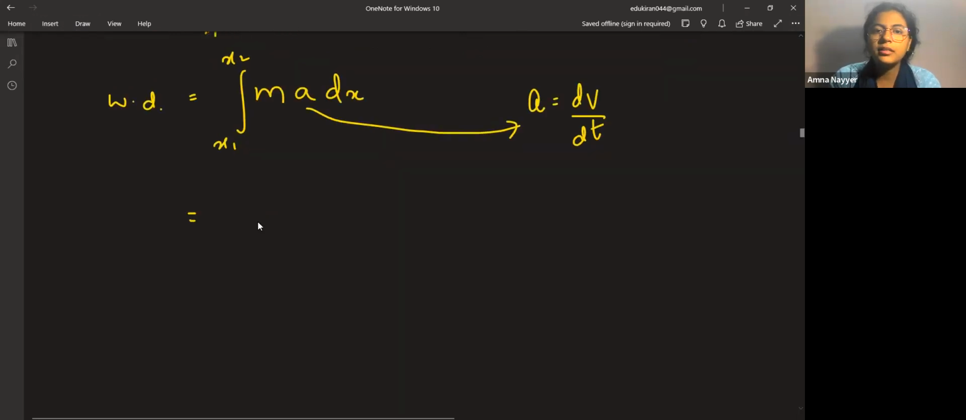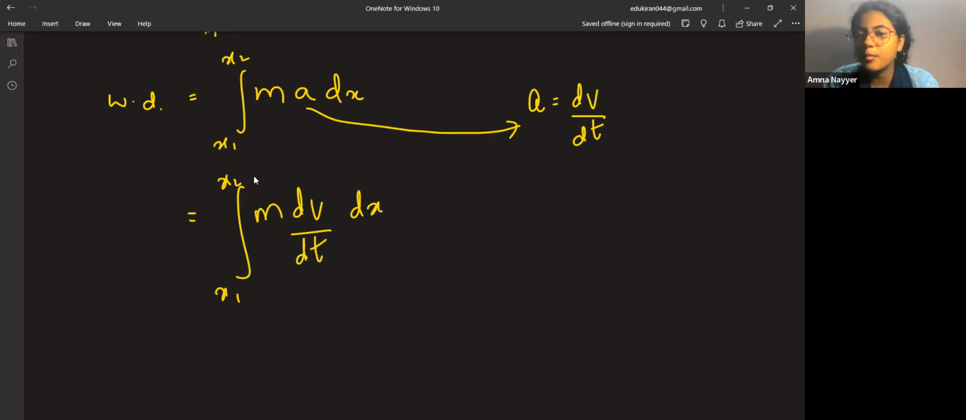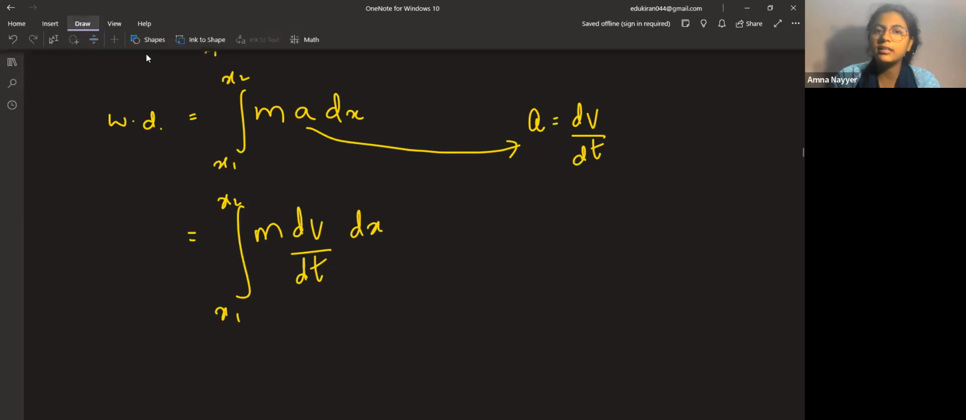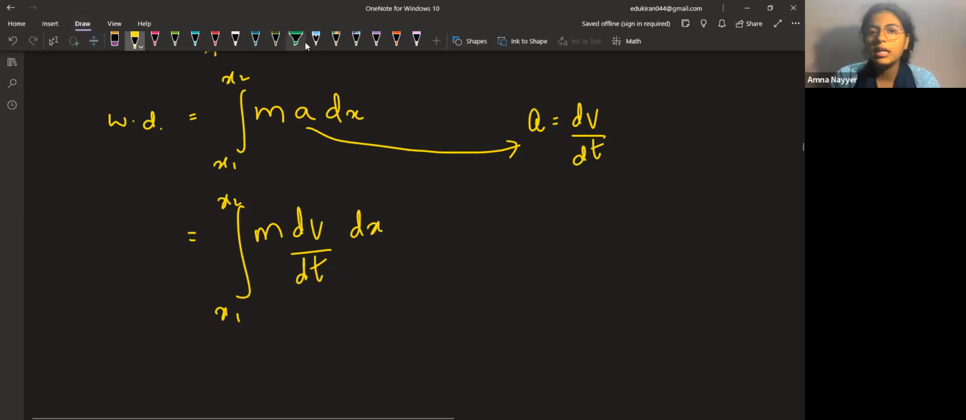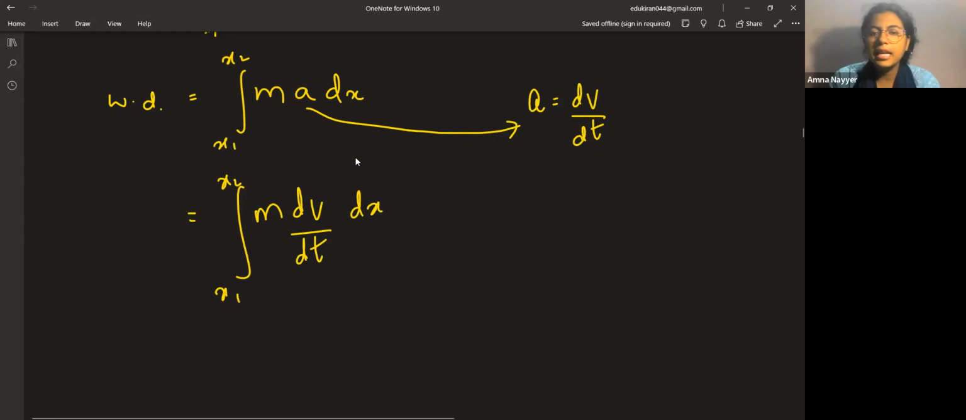Now put in the values: m dv over dt dx integrating from x1 to x2. Now still this is a problem. Still also we are not able to integrate it. dv dx, you cannot integrate dv dx. I told you either v dv or x dx. Class, can any one of you tell me what is this dx over dt?